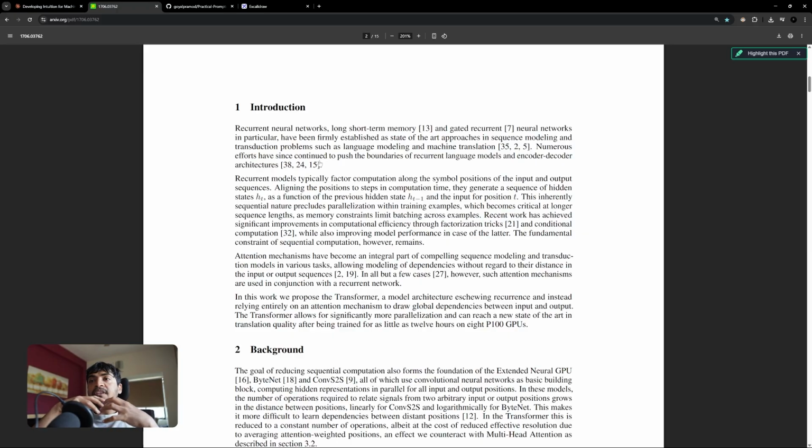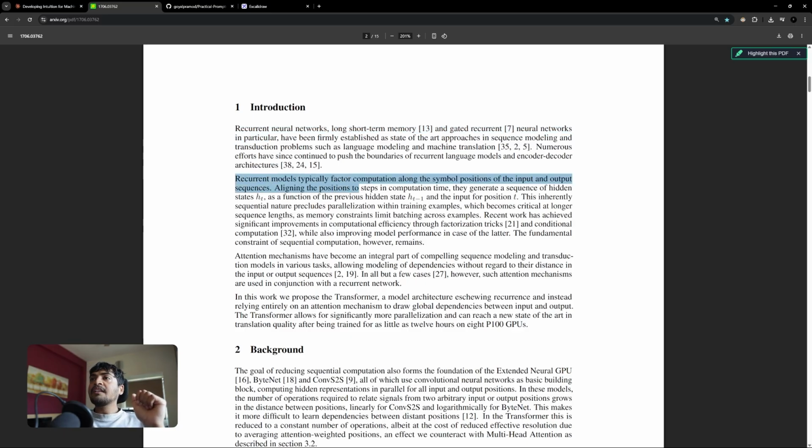Now you can think of an introduction as introducing someone to the whole idea. The purpose of an introduction is to tell you, okay, this is the problem, these are the kind of solutions that people think of, and this is what we were trying to do. So if we have a look, recurrent neural networks, LSTM, gated recurrent neural networks in particular have been established as the state of the art in sequence modeling. Numerous efforts have continued to push the boundaries. So yeah, RNNs have been the absolute best so far. That's literally it, that's like one sentence. This paragraph is just trying to tell you that. So RNNs have been goated and they do the best so far.